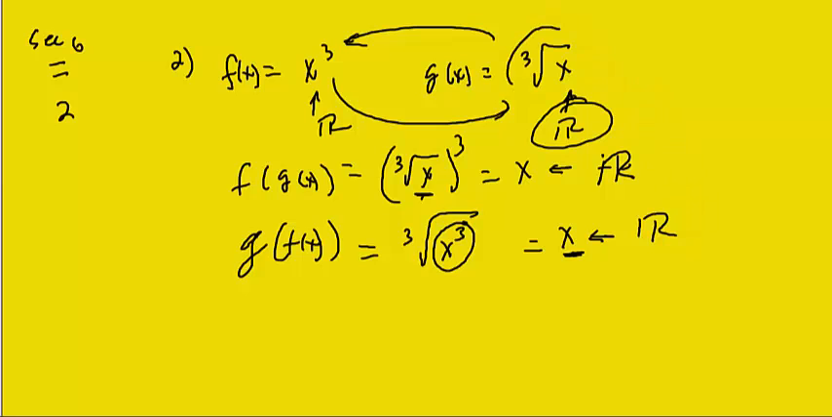So these are the inside functions. Whichever one ends up inside, that restriction has to go with it.